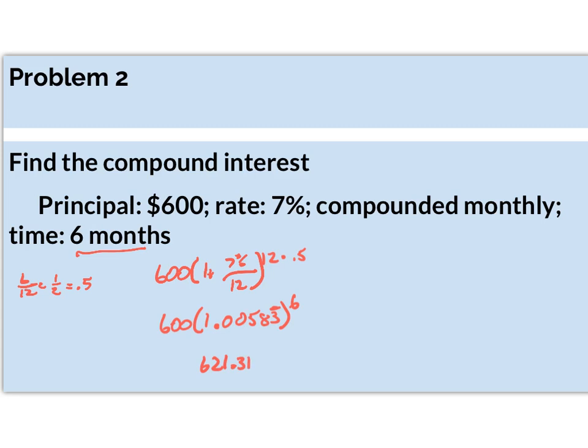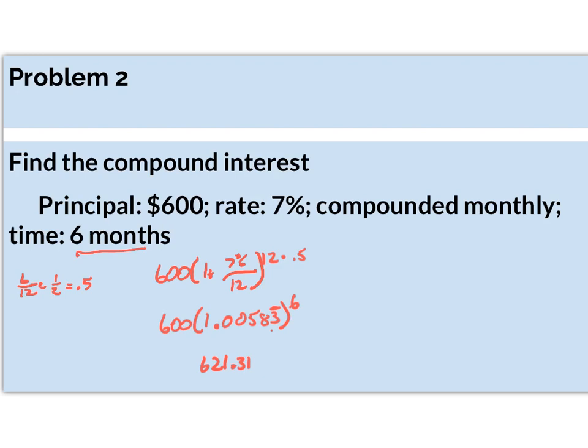$621.31. You may be a couple of cents off or a couple of dimes off if you only put 1 3. The more threes you put, the bigger the number will grow. But it will only put you off a couple of pennies here and there. So if you stopped it at the 3, that's fine. I didn't. How I entered it into the calculator is I did 7 divided by 100, then I divided that number by 12, then I added 1, then I took and put that number into the parentheses.